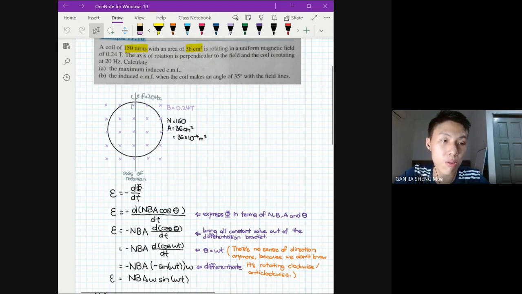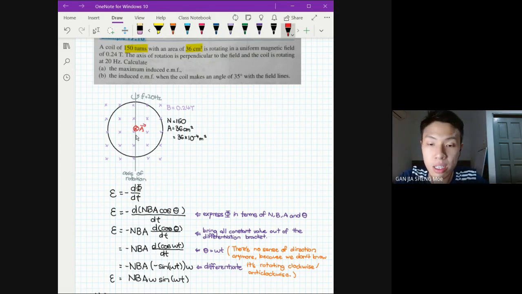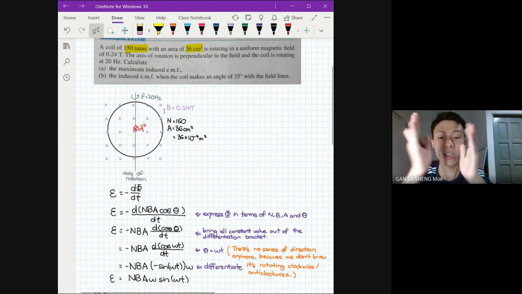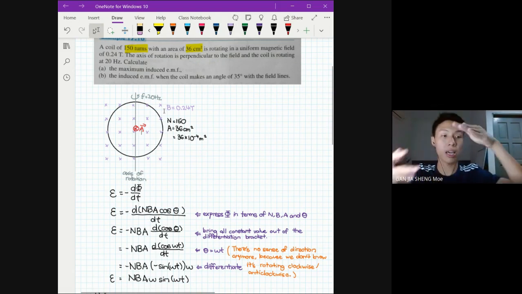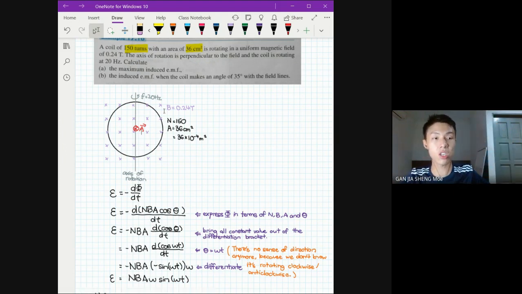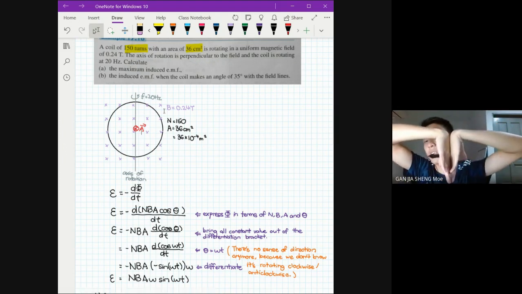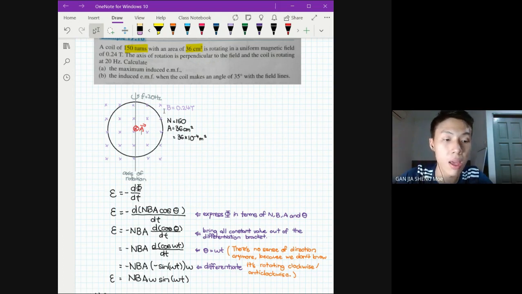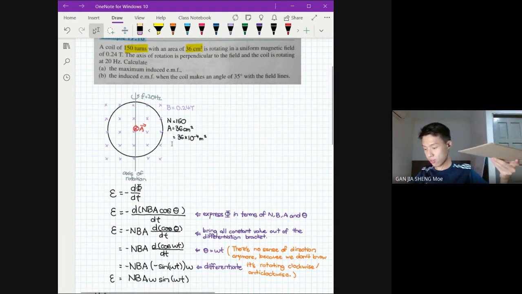So in this diagram over here, we take the magnetic field to be pointing into the page. So we will also take the area vector to be pointing into the page as well. So right now, in this particular diagram, the area vector and the magnetic field have an angle of 0 degrees between them. The magnetic field is pointing into the page. The area vector is also pointing into the page. The angle between them is 0 right now.